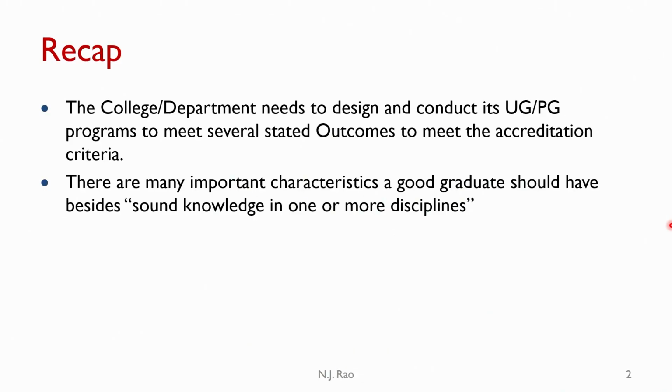We have looked at in Unit 1 that in the current context the colleges or the departments need to design and conduct their UG and PG programs to meet several stated outcomes to meet the accreditation criteria. So, it is required now to meet a stated set of outcomes. And there are many important characteristics a good graduate should have besides sound knowledge in one or more disciplines. This is what we presented, the characteristics of any good graduate.